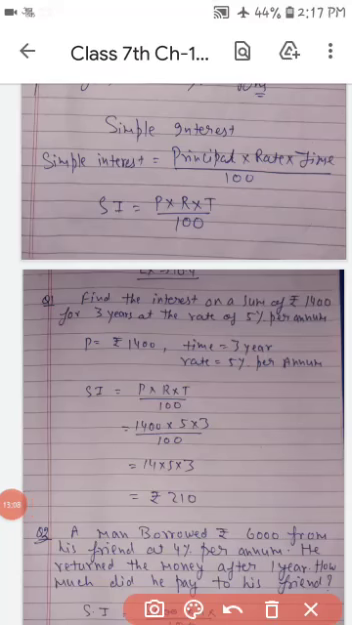Formula of simple interest is equal to principal into rate into time upon 100, PRT upon 100. Next exercise, question number 1. Find the interest on a sum of rupees 1400 for 3 years at the rate of 5% per annum. Principal is equal to rupees 1400, time 3 years, rate is equal to 5% per annum. SI is equal to PRT upon 100. Putting the values, 1400 into 5 into 3 upon 100, zeros cancel. 14 into 5 into 3 equal to rupees 210 is the answer.